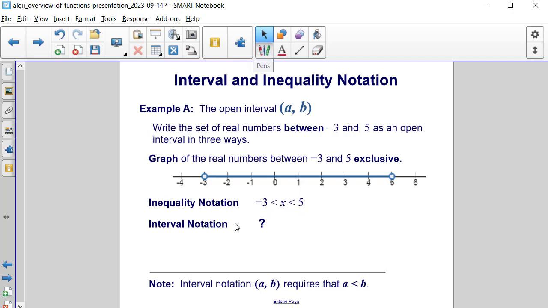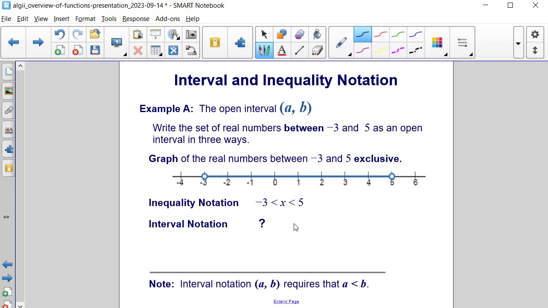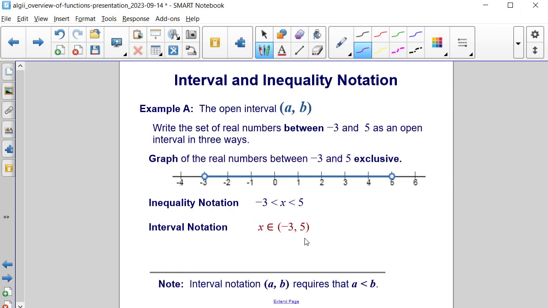And now we have to come up with the interval notation. So remember, with interval notation, it begins with x, that curvy looking E, which means is contained in. And then when it's an open interval, we use regular parentheses, and we're going from -3 to +5. And here's the solution for the interval notation, and it does match the solution that we wrote on the last slide, which is that x is contained in the open interval with parentheses from -3 to +5.